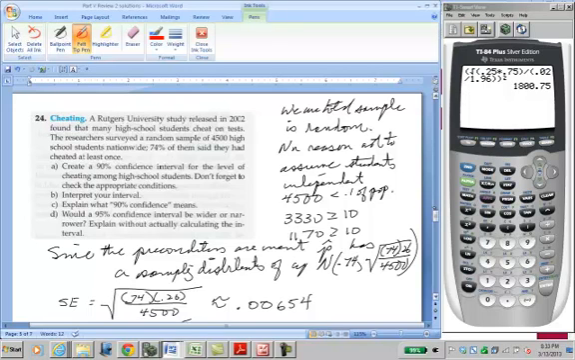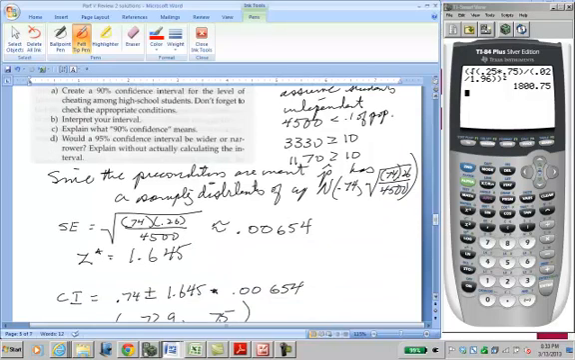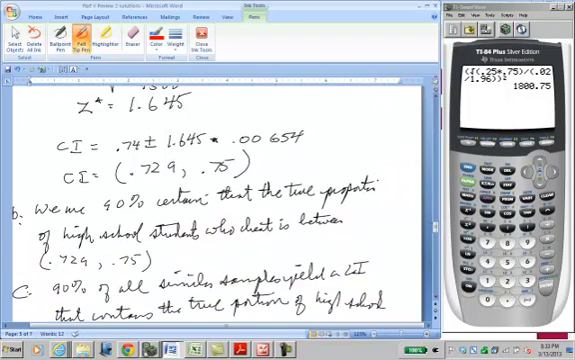Since the preconditions are met, p-hat has a sampling distribution approximately normal with mean 0.74 and standard error square root of 0.74 times 0.26 over 4,500, or 0.00654. Z star is 1.645. That's for the confidence interval. And so the confidence interval equals 0.74 plus or minus 1.645 times 0.00654. So we are 90% certain that the true proportion of high school students who cheat is between 0.729 and 0.75.